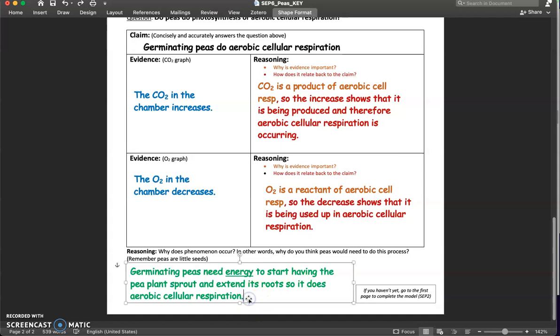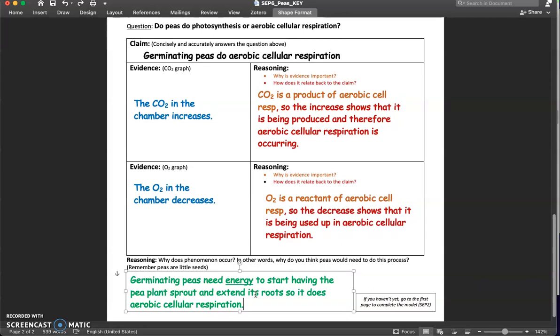Another way of reasoning through this is, guys, the peas don't have leaves yet, right? So they're actually not able to do photosynthesis. So it's almost like you're starting a business, where before you start making money, you have to spend some stuff first. Maybe you buy the store, you buy the products that you're going to sell. And then once you've invested that, then you could start making money. So it's the same thing with the peas. They're going to spend some energy with aerobic cell respiration to start actually sprouting, making leaves, and then they're going to start making their own glucose with photosynthesis later on.